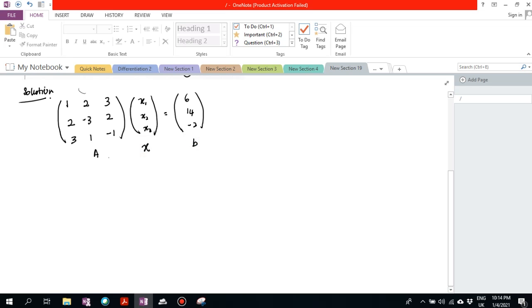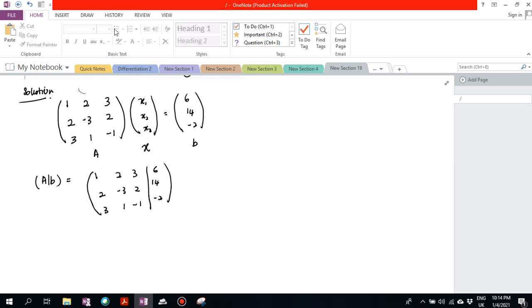So in order to solve this, we take the A matrix by row. You have 1, 2 and 3, you have 2, negative 3 and 2, you have 3, 1, negative 1. Then you put your small b here, which is 6, 14 and negative 2. So you have the augmented matrix.